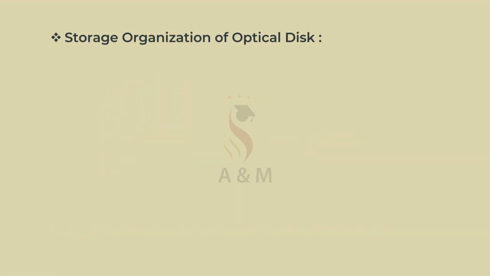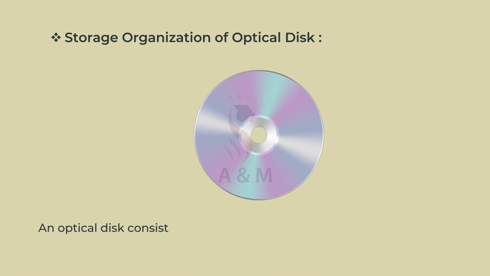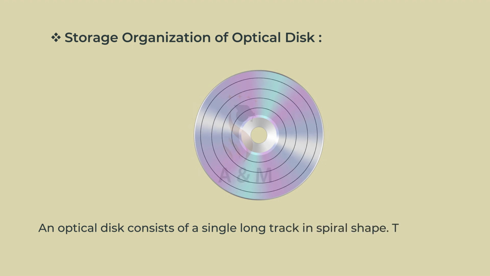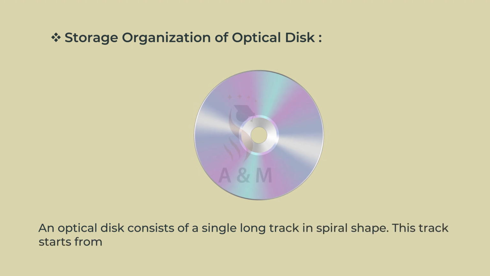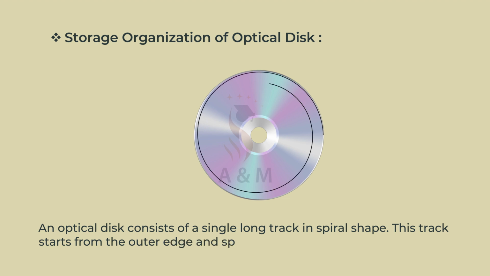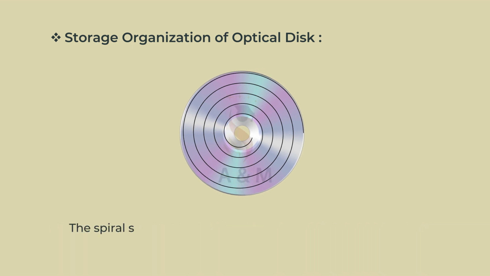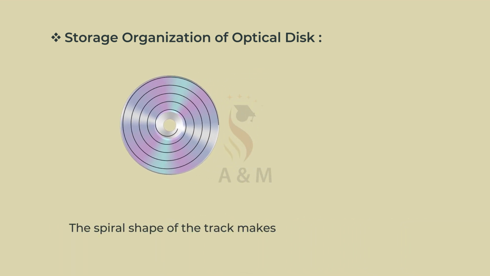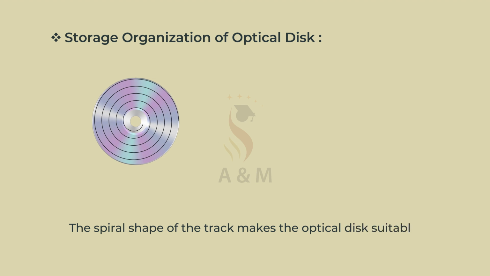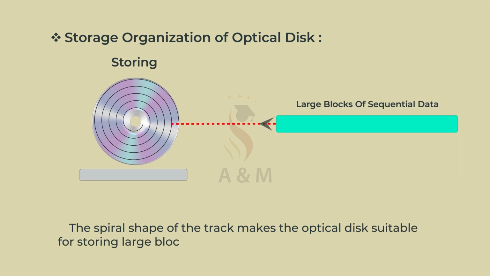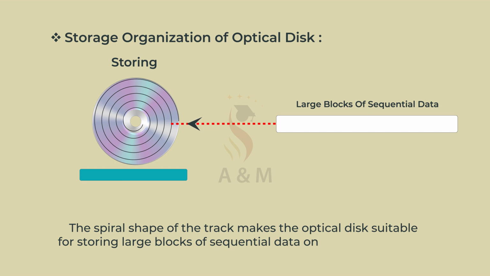Storage organization of optical disc. An optical disc consists of a single long track in spiral shape. This track starts from the outer edge and spirals inward to the center of the disc. The spiral shape of the track makes the optical disc suitable for storing large blocks of sequential data onto it, such as music.